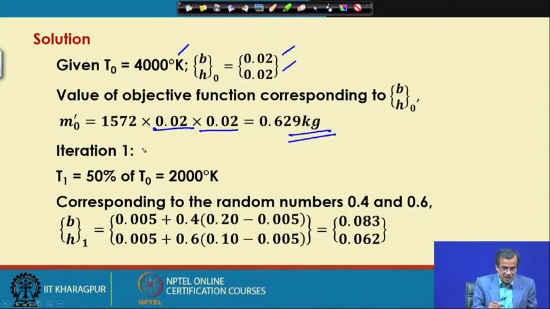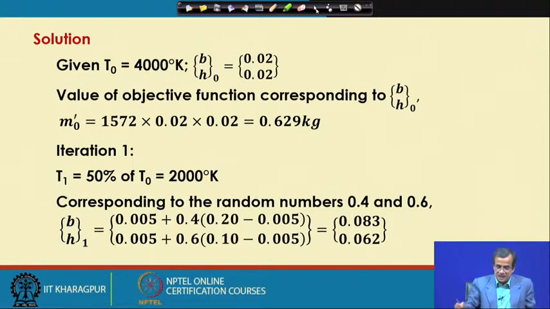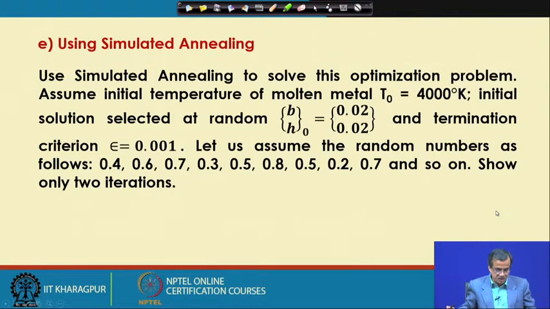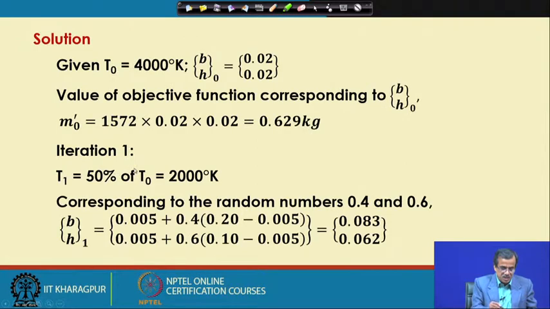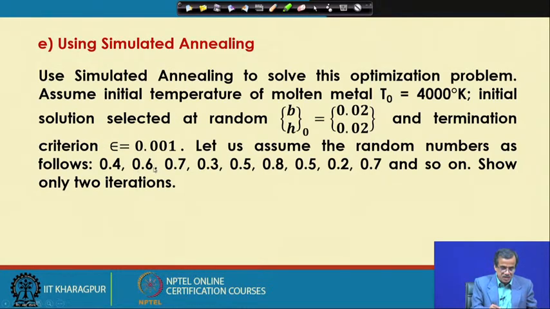We concentrate on iteration 1. Now, the temperature T 1 is kept equal to 50% of T naught, that is 50% of 4000 degree Kelvin, which is 2000 degree Kelvin. Now, if I see the values of the random numbers which we have considered, I am going to take 0.4 and 0.6.